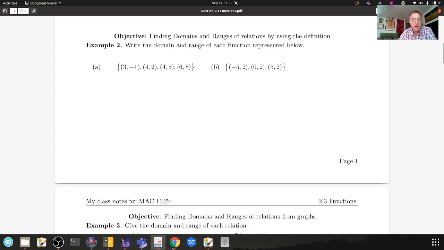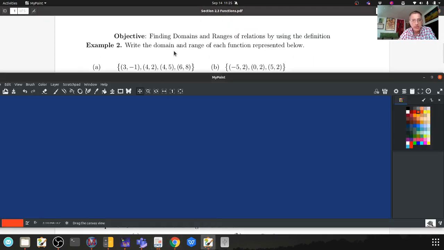So let's go on and do example A in objective 2. So here we have, and then I'm just going to leave it up here written and write down here. So finding domains and ranges. So we'll actually call this relation A.